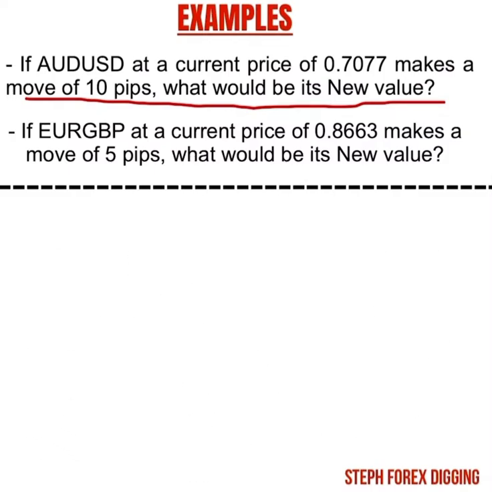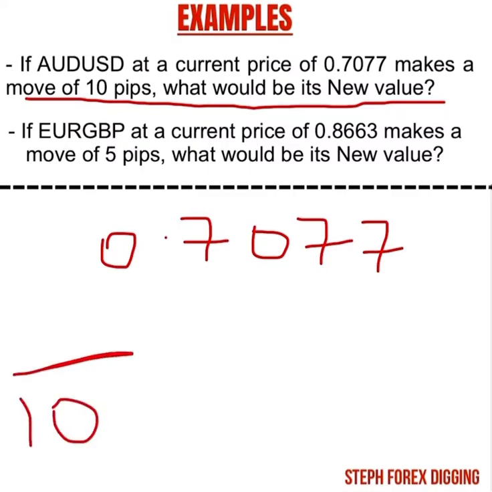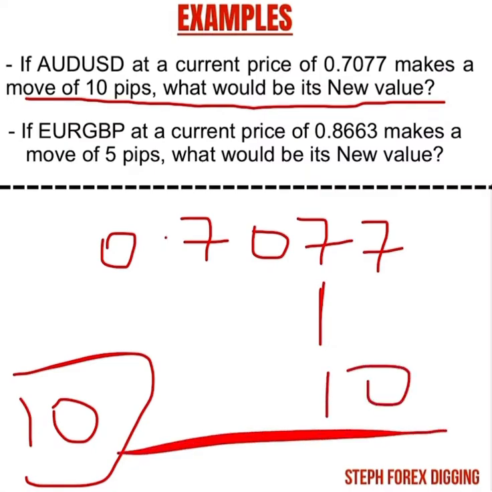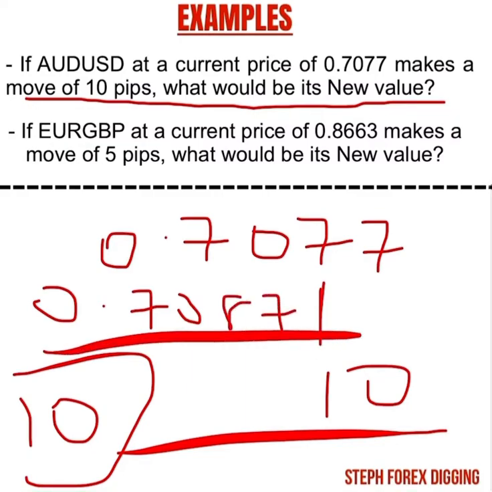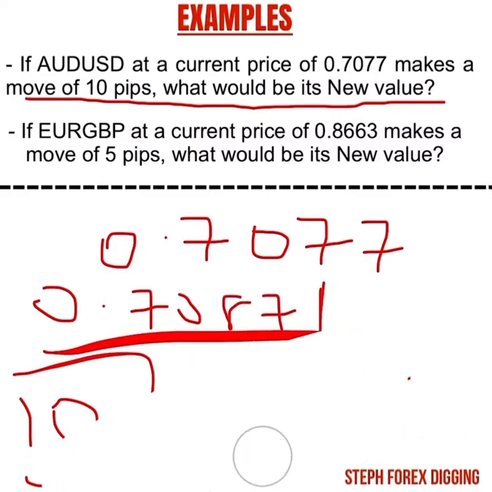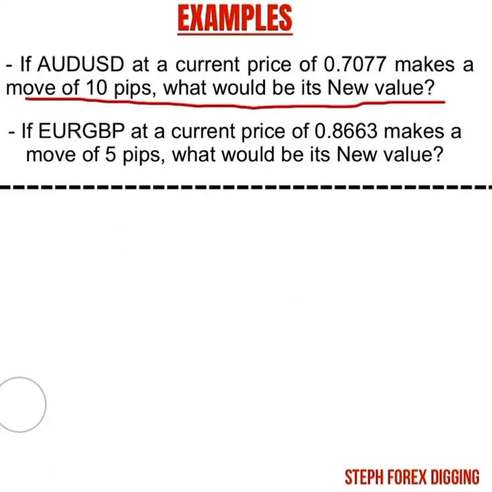Now, the value we had is 0.7077, right? And we have 10 pips, and this is in tens, so it's going to make its effect here. So we'll simply do plus 10. If we do plus 10, what we're going to have is 0.7087, and that's the same answer. So you can use this formula or use the other one I stated.